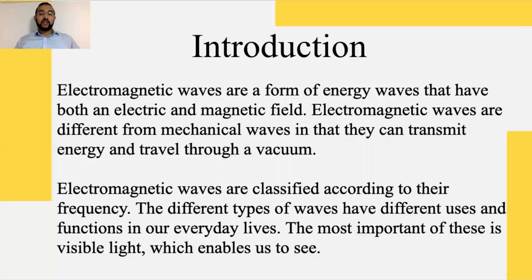Electromagnetic waves are classified according to their frequency. The different types of waves have different uses and functions in our everyday lives. The most important of these is visible light, which enables us to see. Without visible light, we wouldn't be able to see each other.